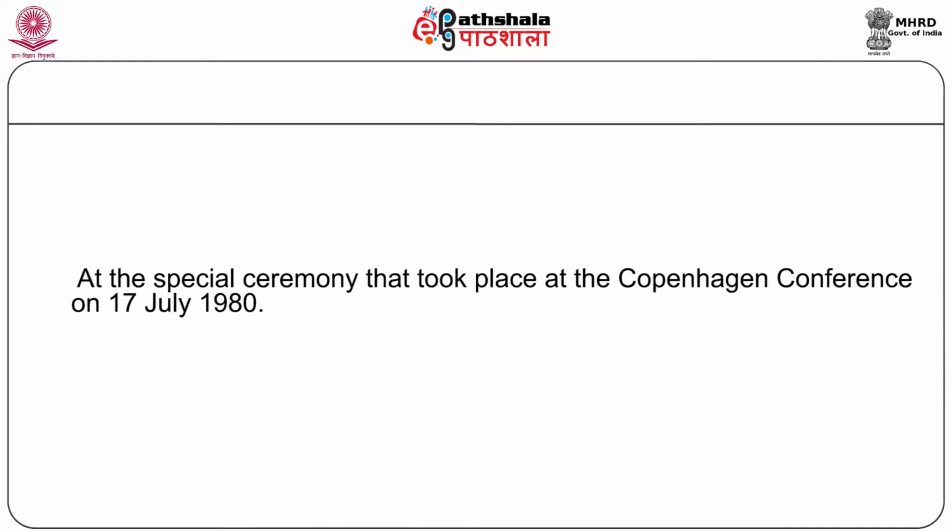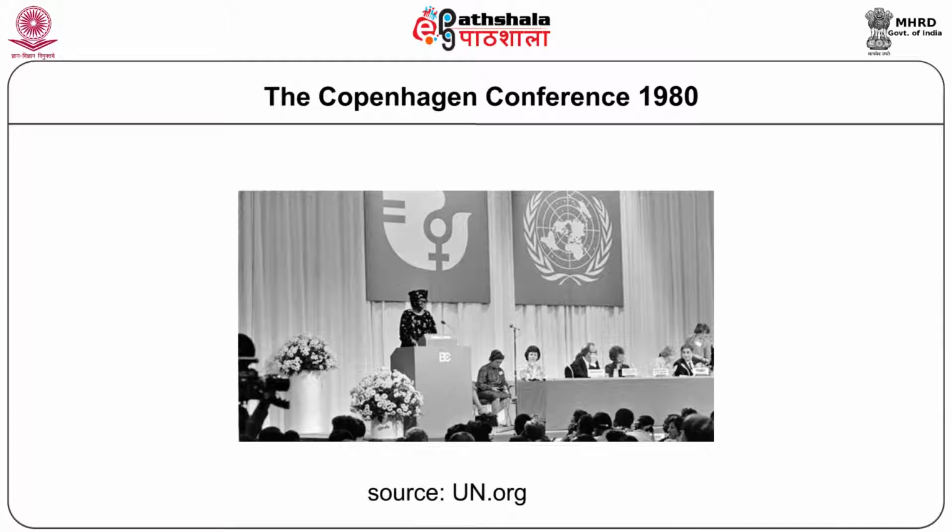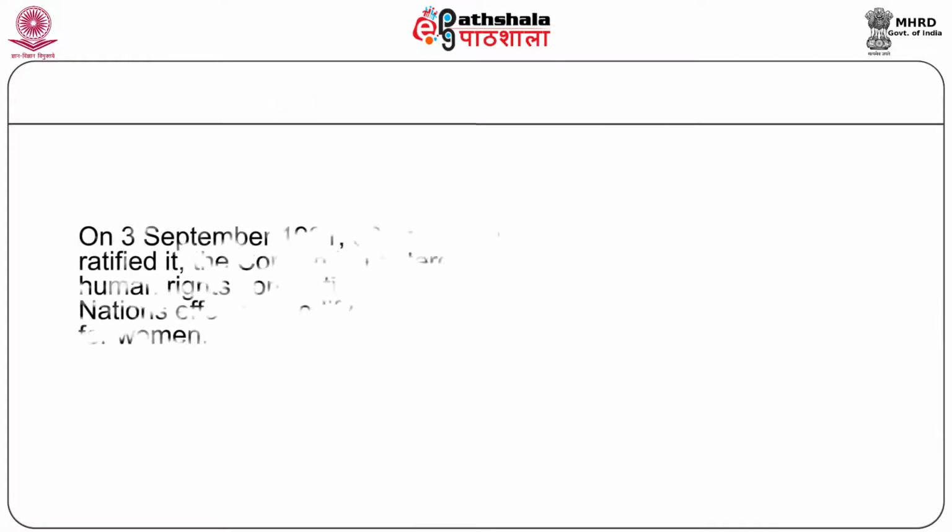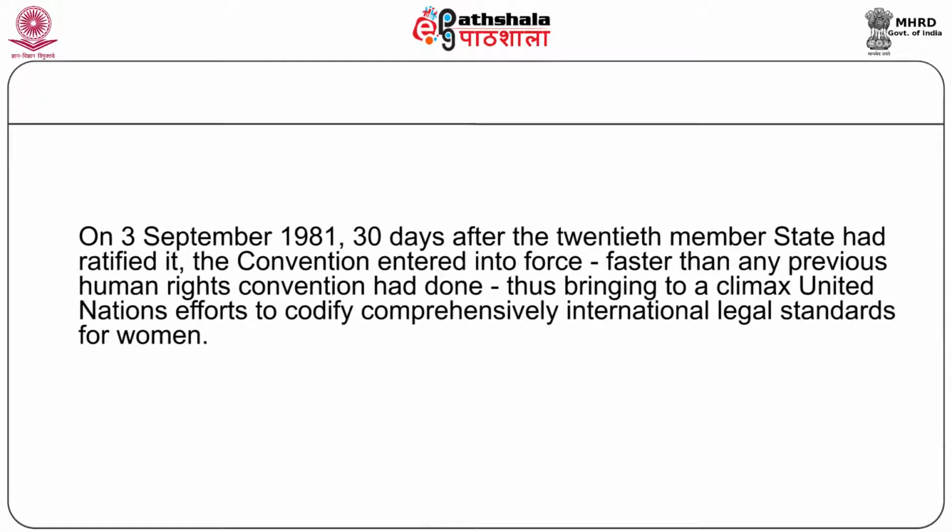Now, at the special ceremony that took place at the Copenhagen Conference on 17 July 1980, 64 states signed the convention and 2 states submitted their instruments of ratification. On 3rd September 1981, 30 days after the 20th member state had ratified it, the convention entered into force, faster than any previous human rights convention had ever been able to, thus bringing to a climax United Nations efforts to codify comprehensively international legal standards for women.